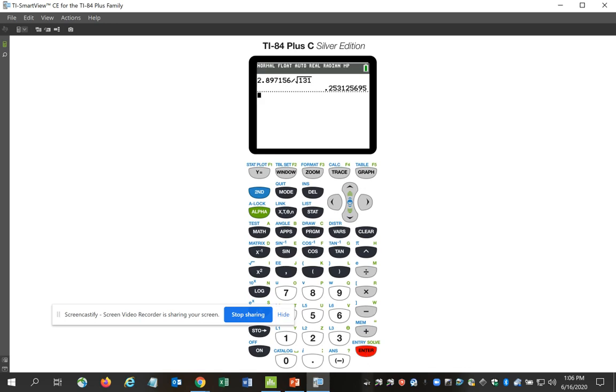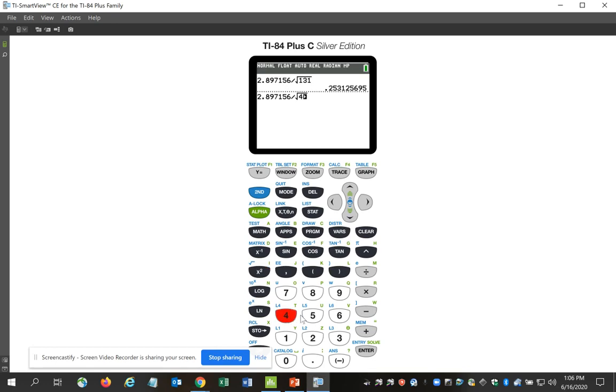Oh, I'm sorry. It's my fault. The n was the group size. So it should be 4. I'm sorry, I made a mistake. 2.897156, divided by the square root of 4, because we had 4 in each group, our group size. Okay, and I get 1.448.